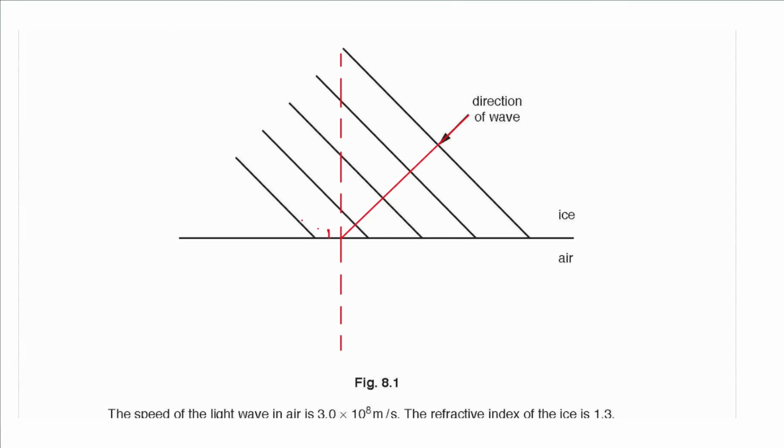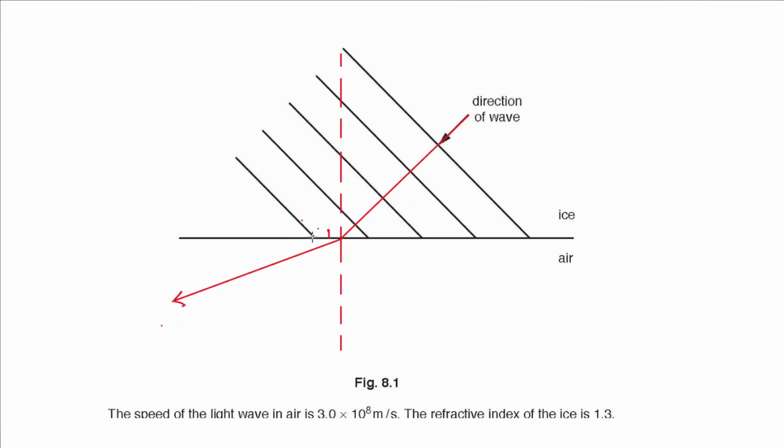And then going towards a medium with higher speed for the wave, that means we are going to bend away from the normal. So we should have continued in this direction, but we go away from the normal like this. So this is the new direction of the wave. This is one of the required parts of the question.